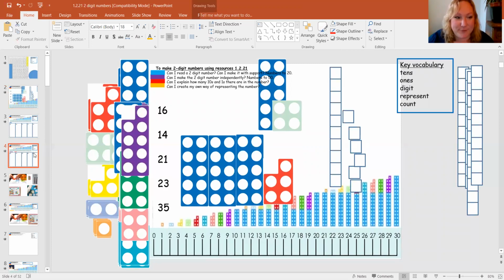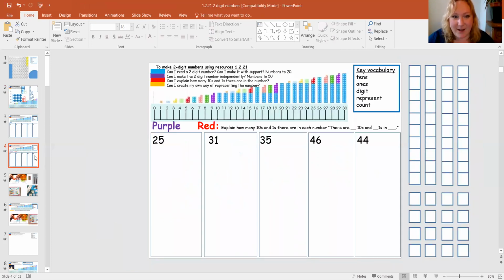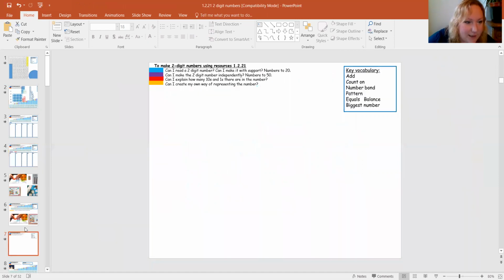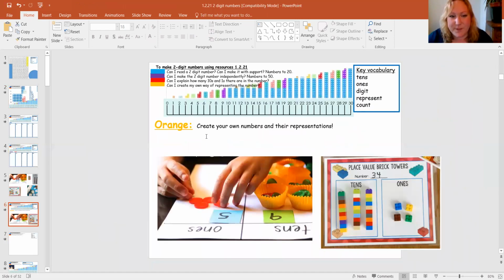Fantastic. Now, if you want to really push yourself today, I have, I think somewhere, yes, orange. Create your own numbers and their representations. Any numbers you want to, 2-digit numbers. You might even want to push on to 3-digit numbers if you're happy to. How will you show it? How will you represent it? I cannot wait to see how you get on.